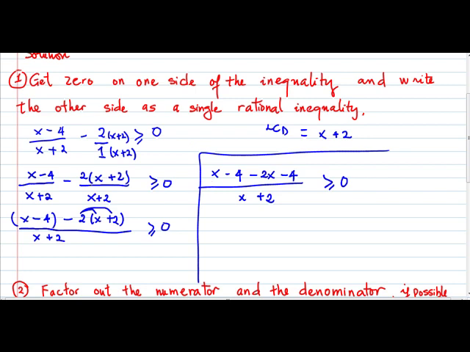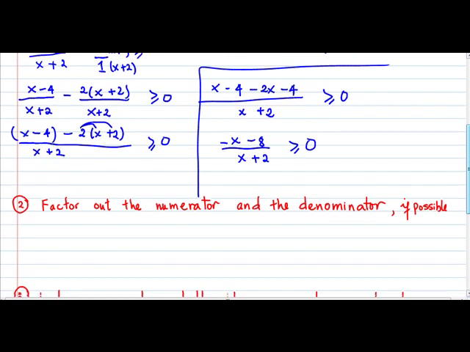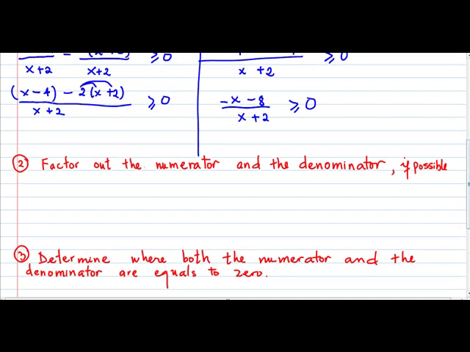Now we combine like terms. x minus 2x is minus x, and minus 4 minus 4 is minus 8, over x plus 2. So this is the rational inequality with one term. Our next step is to factor the numerator and the denominator if possible. Here's our numerator, here's our denominator. We don't have to factor anything here, so step 2 is done.